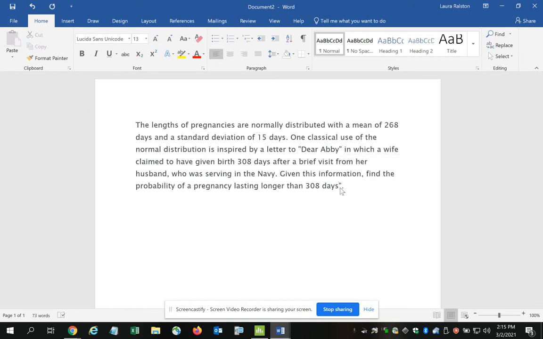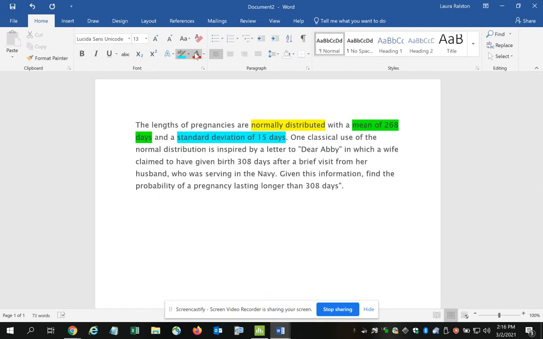So, a couple of things. One, right off the bat, it's important to note that this particular problem tells you that you are dealing with a normal distribution, and that is typically the case, at least in this course. You're going to be told in the problem that you have a normal distribution. Secondly, in order to work a problem that involves the normal distribution, you have to know two things right off the bat, and that information is, again, typically given to you: the mean, which in this case is 268 days, and the standard deviation, which is given to us as 15 days.